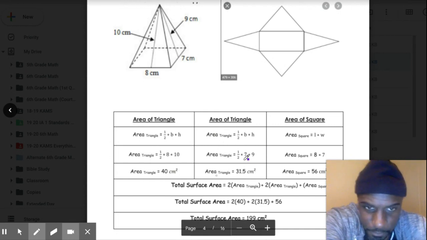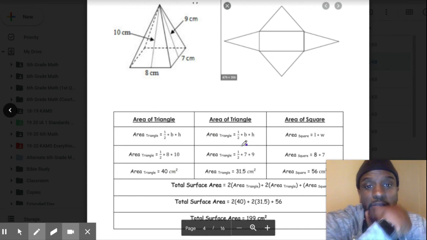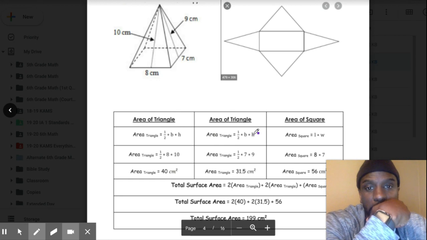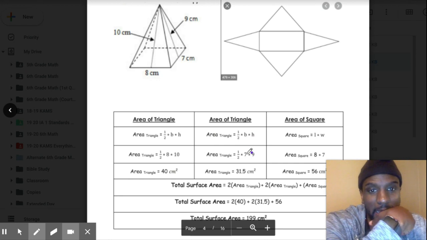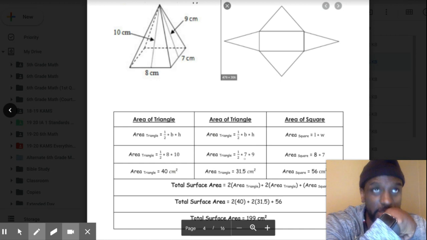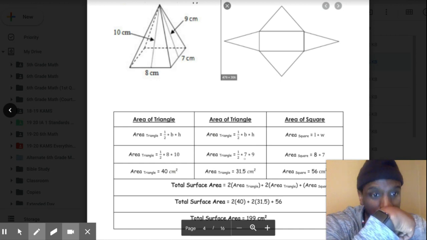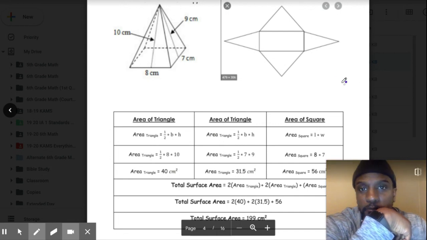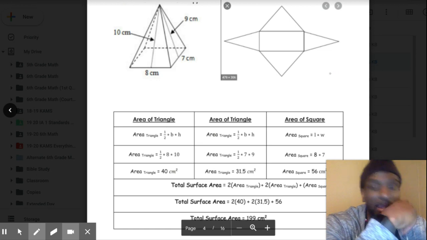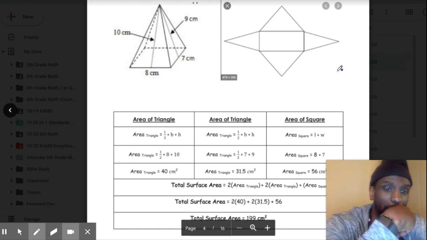Now, let's go to the left and right triangle. The base was 7 right here. The height was 9. So 7 times 9 is 63. 63 times 1/2 will be 63 over 2, which is 63 divided by 2, which will be 31.5. Bam, good. Now the rectangle is easy. 8 times 7, length times width. 8 times 7 is 56.